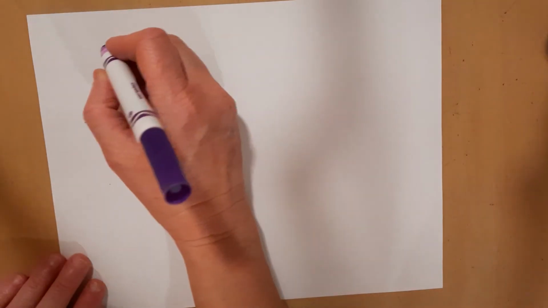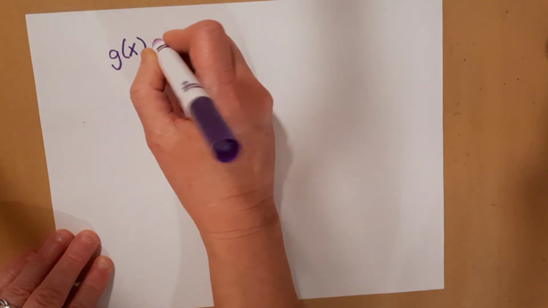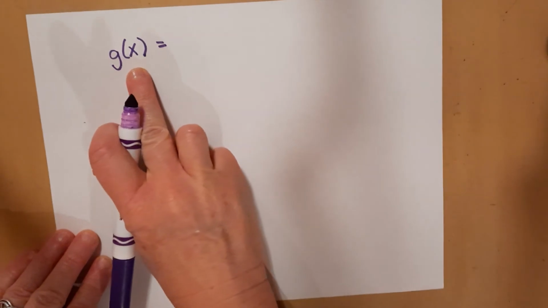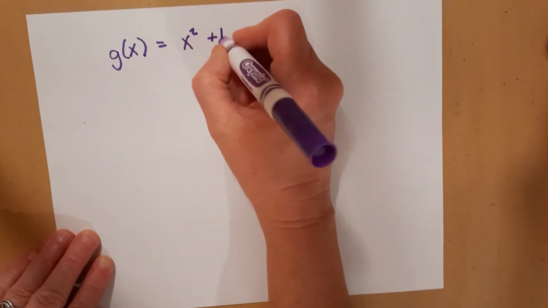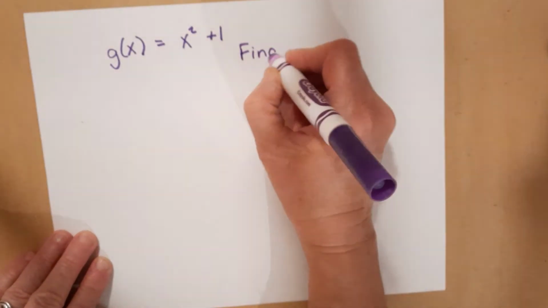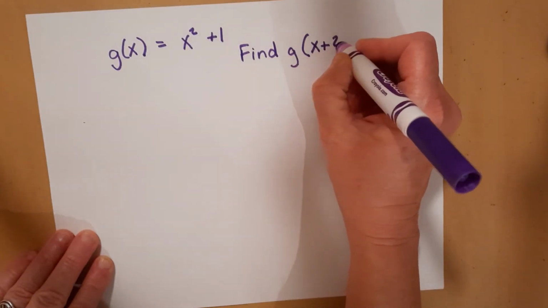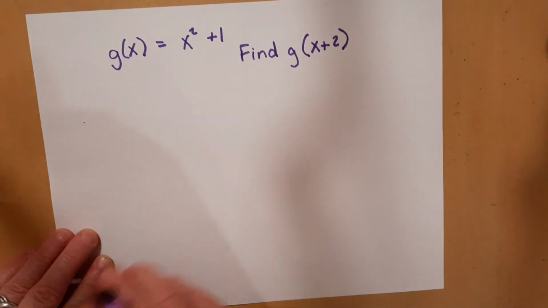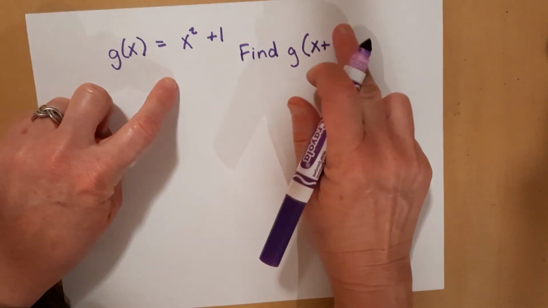We're going to try another one, just to make sure that you understand that you're putting the whole thing in for x. This time we're going to say g of x, the function g. And what happens when an x goes into that function is we're going to square it first, and then we're going to add 1 to it. Here's where it might get a little tricky. Now they're going to ask us to find g of x plus 2. So we just have to remember that wherever there is an x in this function, we're going to put x plus 2 in for it.